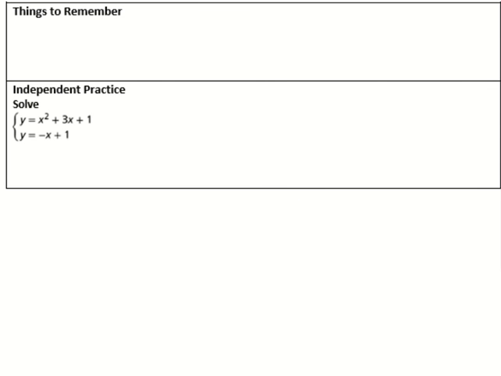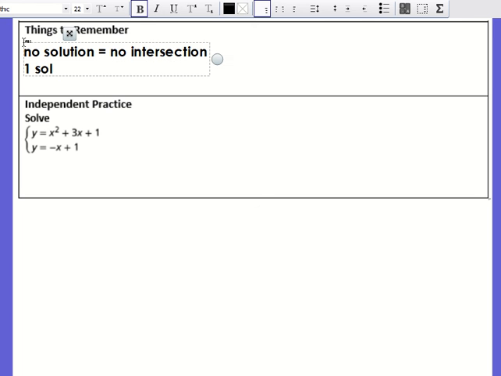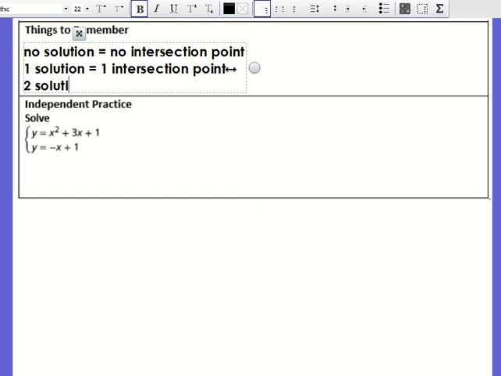So the main things to remember is, no solution, they don't cross. I'm going to write intersection. One solution equals one intersection point. Maybe I'll put no intersection point, right? We're looking for a point. And two solutions means two intersection points.